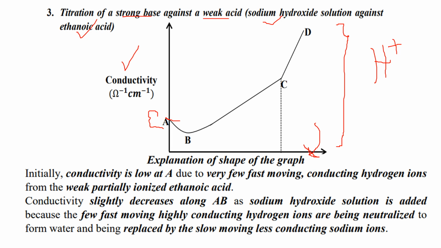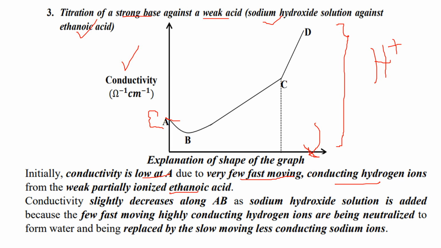As we said in the statement, initially the conductivity is lower at point A because the few fast moving conducting hydrogen ions are from a weak and partially ionized acid, which is ethanoic acid. So weak acids partially ionize in solution to give us very few hydrogen ions, which are the fast moving and fast conducting ions. So that's why conductivity is very low, because ethanoic acid is a weak acid.